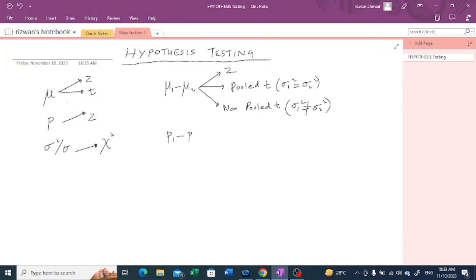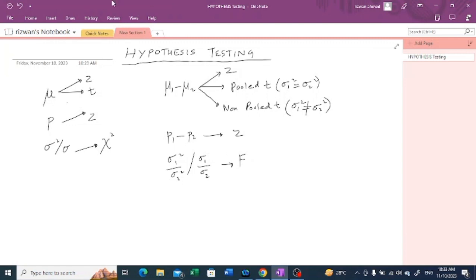The difference between two proportions we have estimated using Z distribution, and the ratio of two population variances or standard deviation of two population variances we have estimated with the help of F distribution.